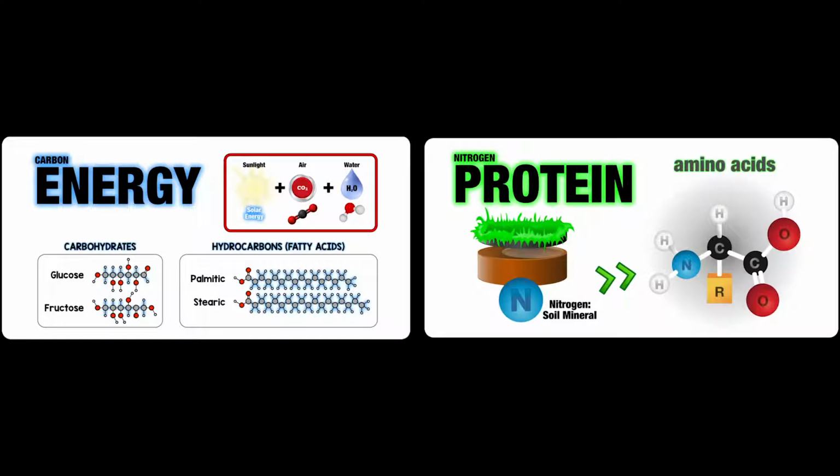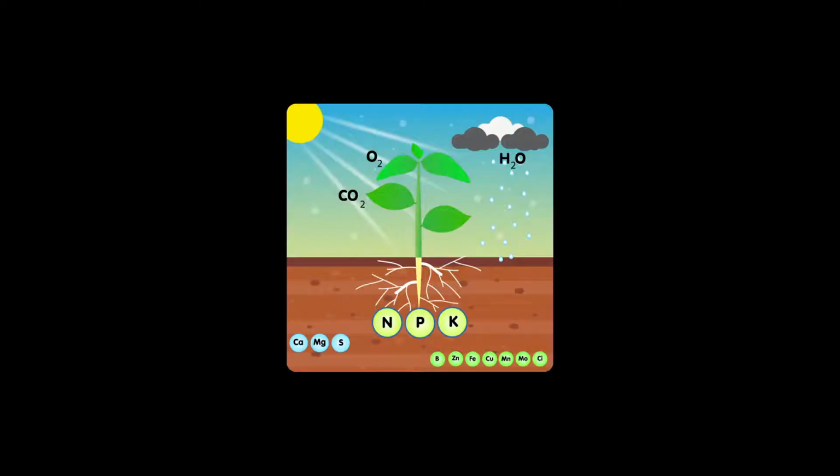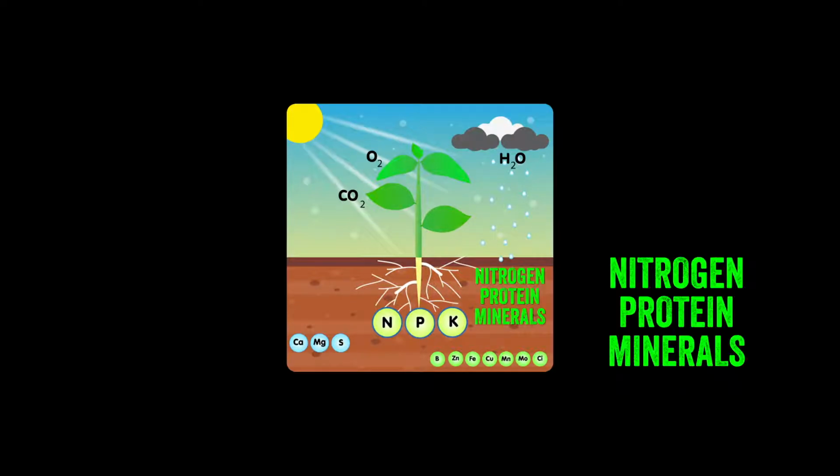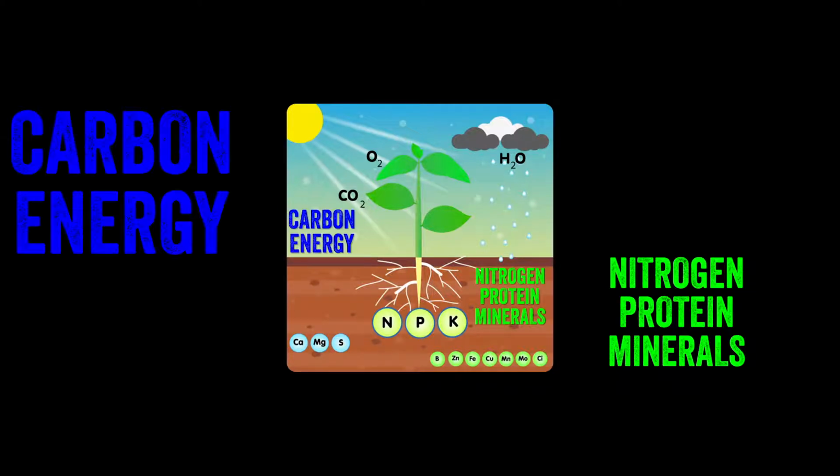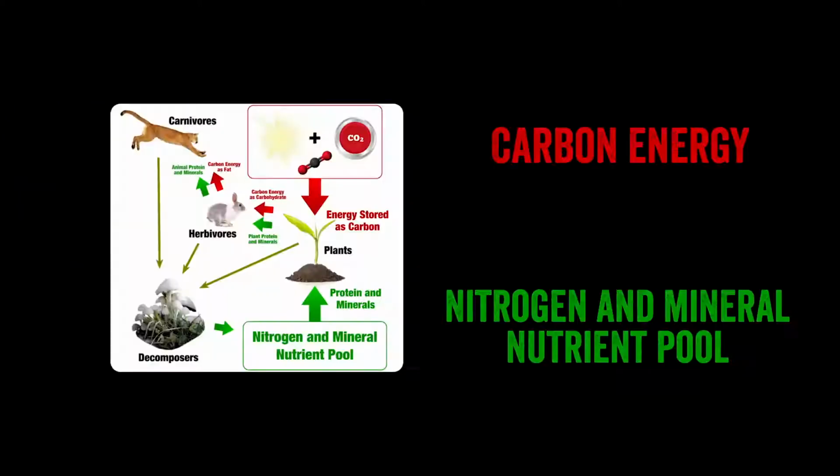They're absorbing nitrogen as a mineral from soil, and they're using that to build amino acids, which are the building blocks of all of our proteins. So your plant is here absorbing nitrogen for protein and other minerals from the soil, and then it's sequestering carbon energy from sunlight using carbon dioxide in the air. Plants draw nitrogen and minerals up from the nitrogen and mineral nutrient pool in topsoil and incorporate them into their bodies. And then they store carbon energy from solar energy using carbon dioxide and store that in their bodies as well.